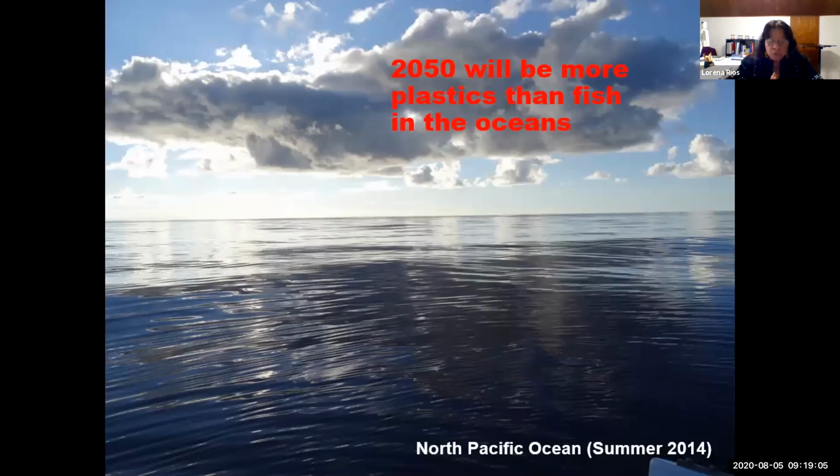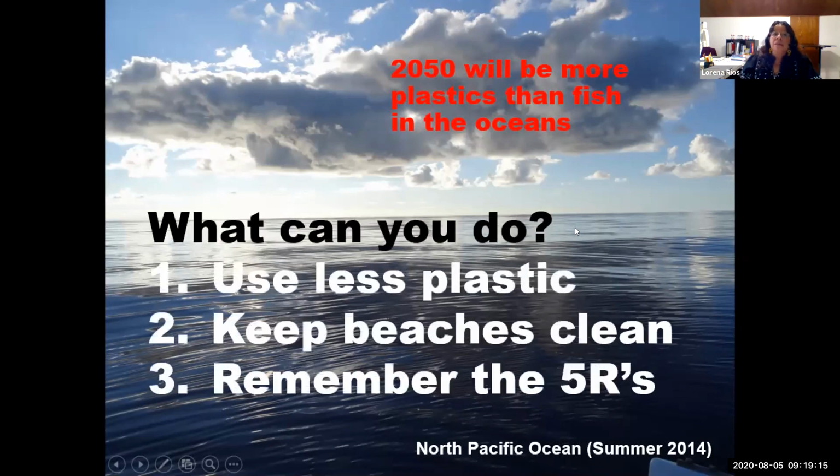And I just want to think about this very horrible prediction that for the year 2050 there will be more plastic than fish in the oceans. This is really scary. What can we do? What we can do is use less plastic, try to keep the beaches clean, because this is the main point where it goes to the lakes, to the rivers, to the ocean, and remember the 5 R's.